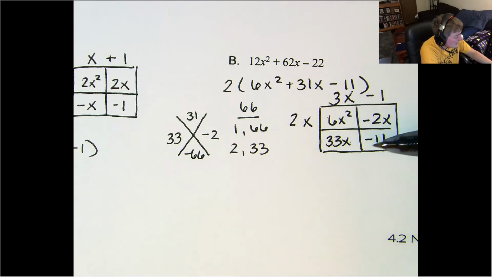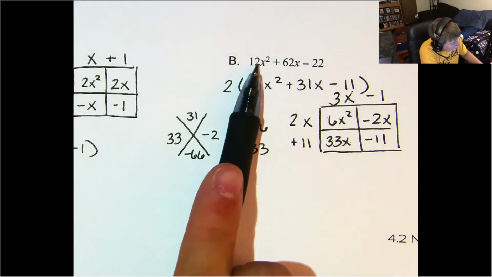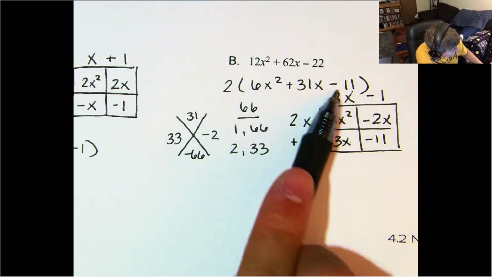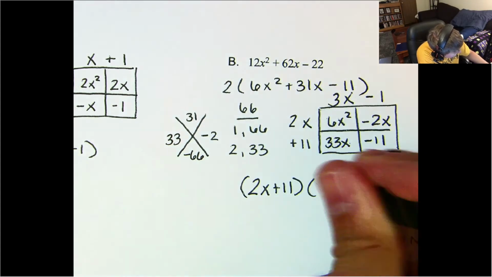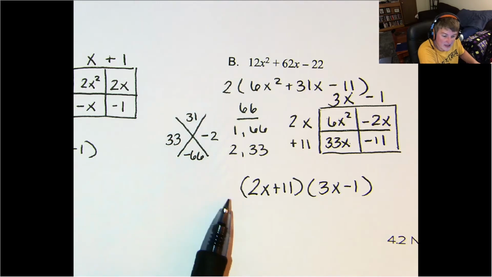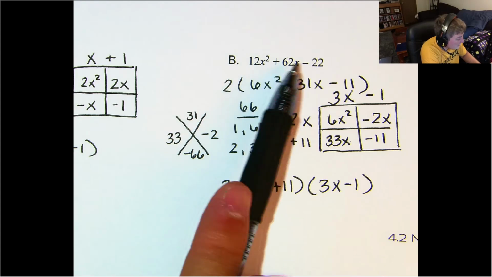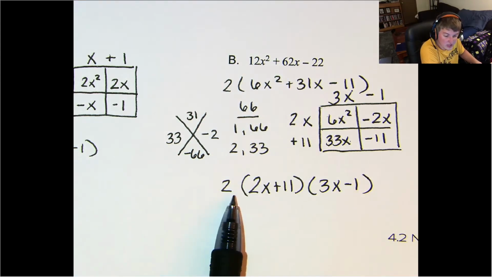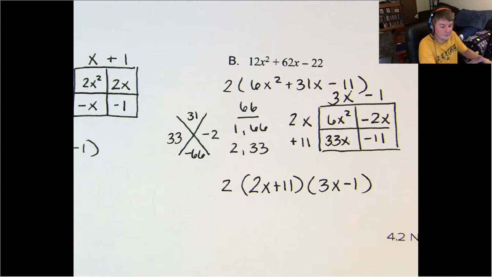Okay, and then lastly, I have 11 and 33. So the largest number that divides into 11 and into 33 is just 11. So this part here factors into 2x plus 11 times 3x minus 1. And then I can just go ahead and take my 2 down here. So 12x squared plus 62x minus 22 is equivalent to 2 times 2x plus 11 times 3x minus 1.